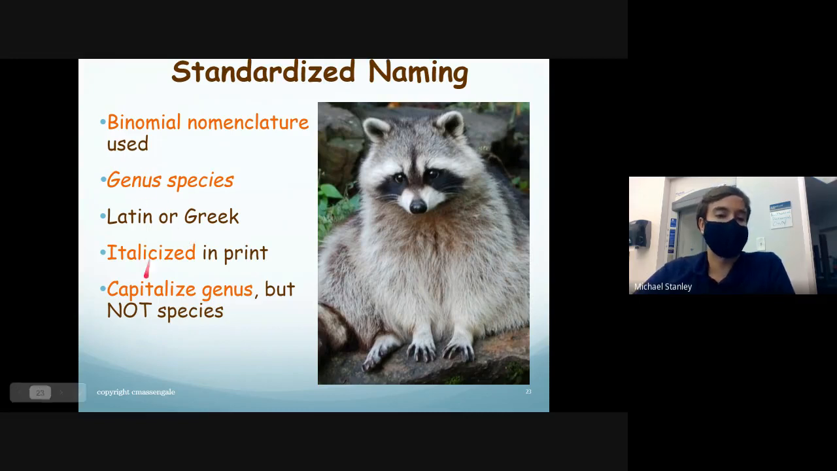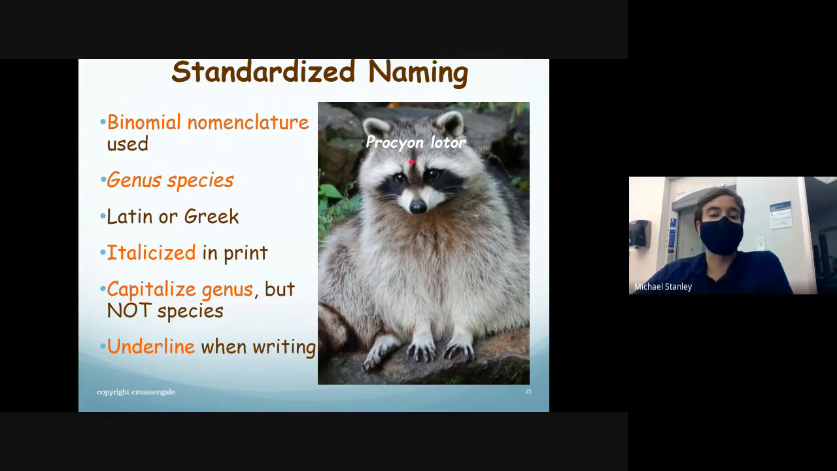The genus name is capitalized, but the species name is not. So instead of like in humans, when we give two names, like Michael Stanley, the M and the S are capital. In a species name, in their binomial nomenclature name, the first word is capitalized, but the second word is not. So while in America, we might call these guys raccoons, their scientific name is Procyon lotor. So again, capital over here, lowercase over here.